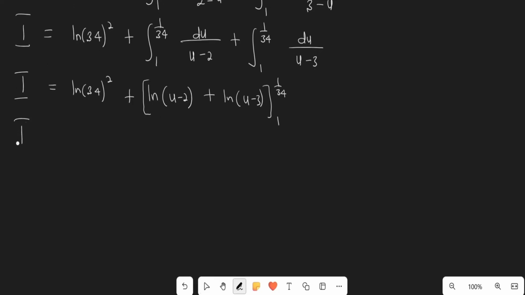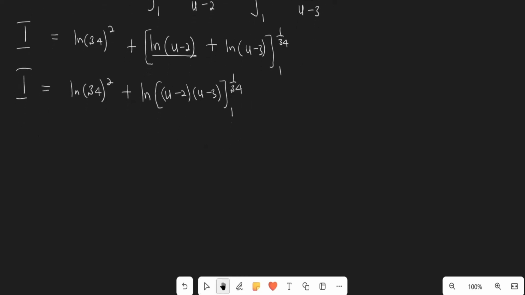Alright, so now let's try to simplify what that is and then plug in the limits. So the ln of 34 squared, and now plus, applying the product rule of logarithm: ln of this plus ln of that is going to be the ln of the product, u minus 2 multiplied by u minus 3, like this. The limits of integration are from 1 to 1 over 34.